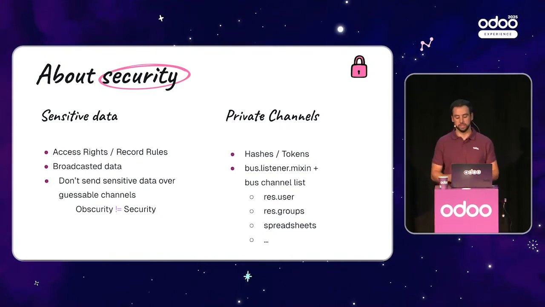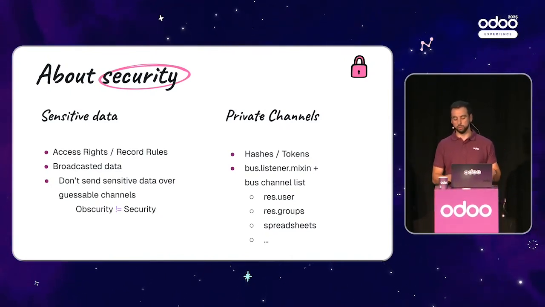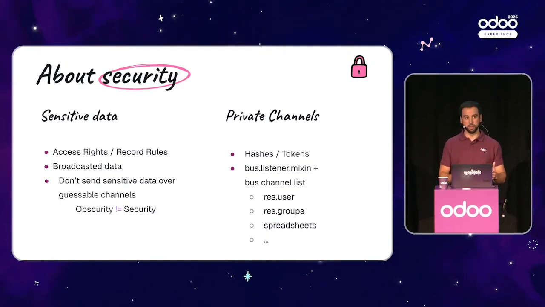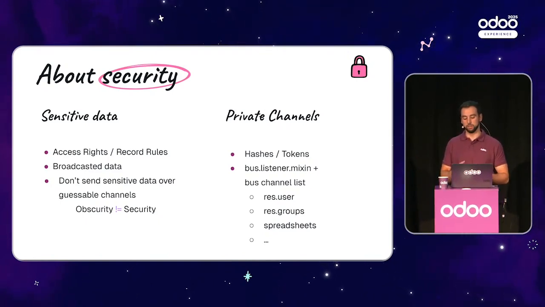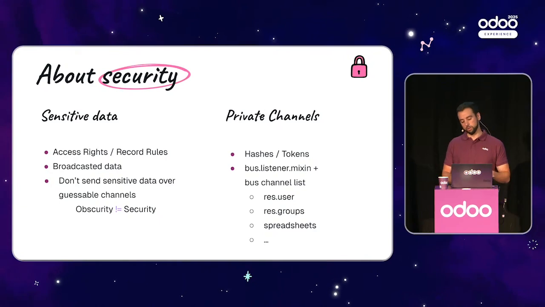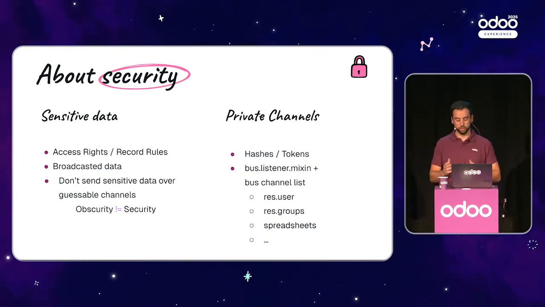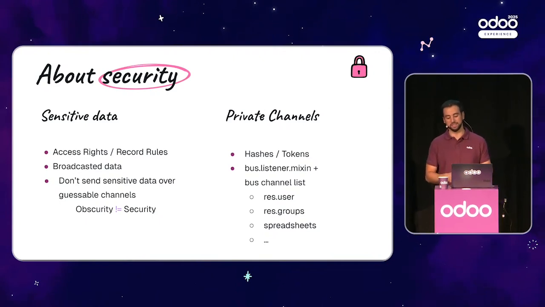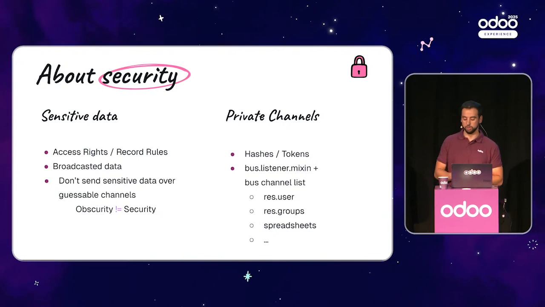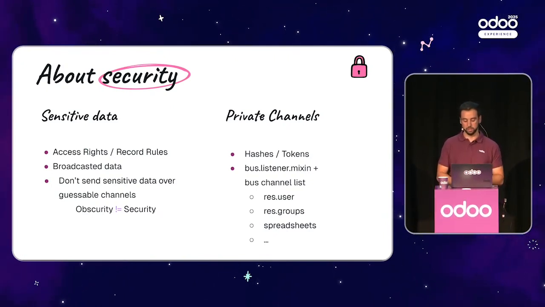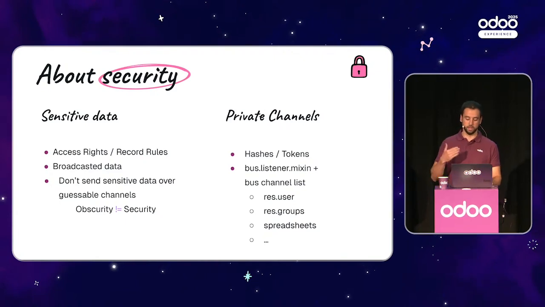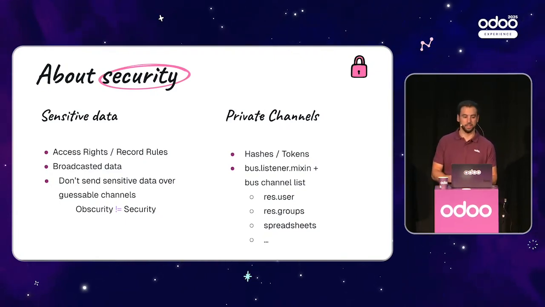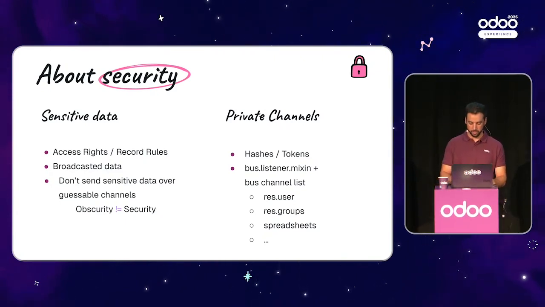But we can get private channels, of course. To do that, we need to make the name of the channel not guessable, using hashes or tokens or whatever, or we can use what I like to call the bus listener mixin plus bus channel list approach. This we do in Odoo for many models, for example, for the users, the groups, the spreadsheet, and we're going to see later on in the talk how we can achieve this ourselves in our own models.